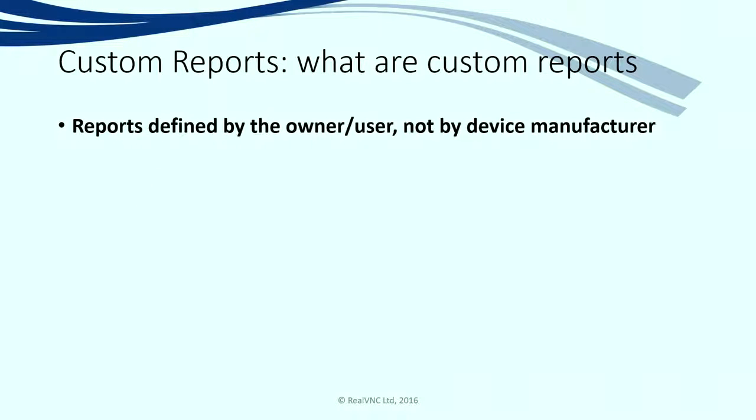Reports that are defined by the owner or the user of a piece of equipment, rather than by the device manufacturer, are custom reports. The reports defined by the manufacturer will cover basic information that anybody who's bought one of these devices might be interested in knowing. So, for instance, an Ethernet switch manufacturer might have predefined reports that look at the amount of traffic going through each Ethernet port in the last few hours, the last few days, and that will be a standard built-in report.